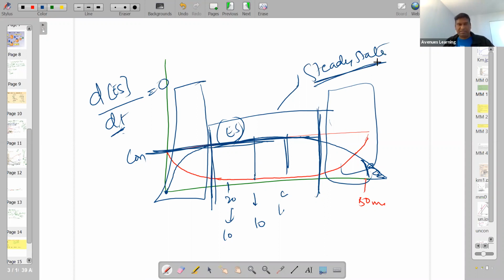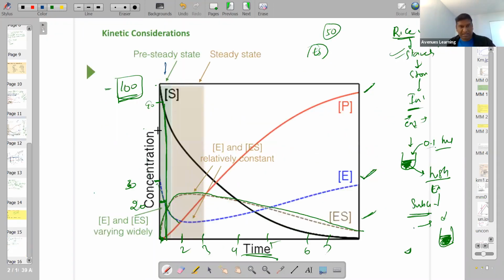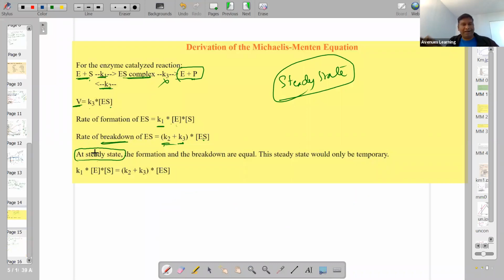What is happening in the steady state? In the steady state, the change of enzyme substrate complex concentration with time is 0. There's no change. After 20 minutes it's 10, after 30 minutes also it's 10, after 40 minutes also it is 10. It's essentially a straight line. So basically you have a region of pre-steady state, but then you have a region of steady state, the brown one, where the concentration of the ES with time is not changing. When they say the steady state, we are talking about that region.